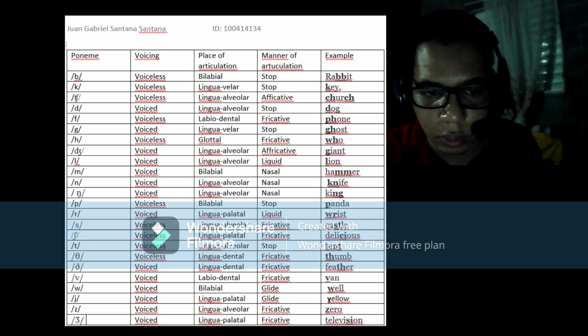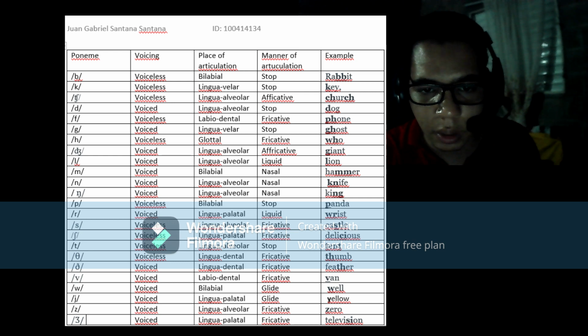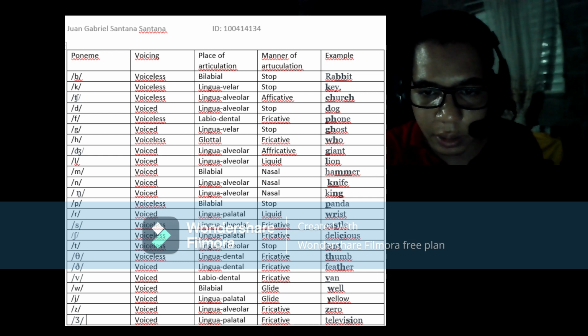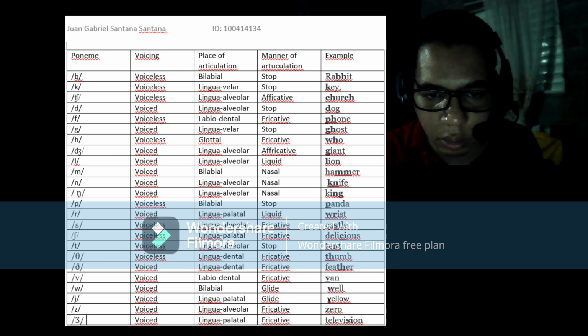We have j, which is voiced, lingual alveolar, affricative, and the example that we have is giant. We have l, which is voiced, lingual alveolar, liquid, and the example that we have is lion. We have a sound which is voiced, bilabial, nasal, and the example that we have is hammer. We have n, which is voiced, lingual alveolar, nasal, and the example that we have is knife.